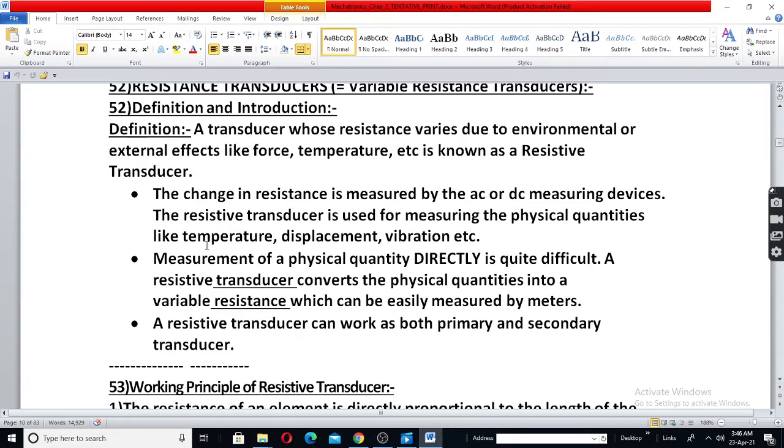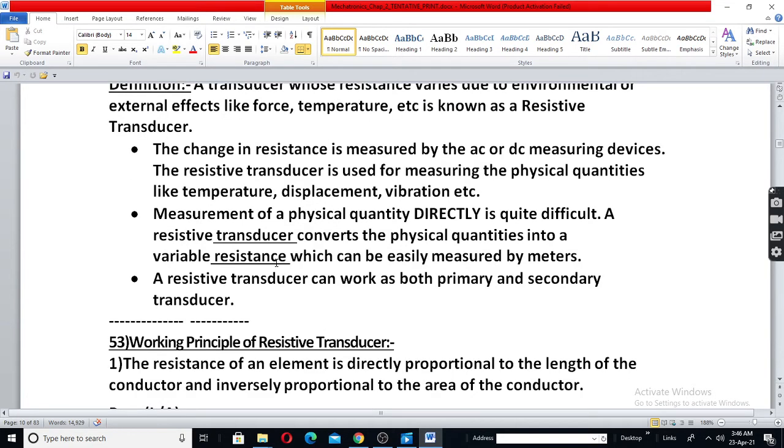Now, it can be used to measure temperature, displacement, vibration, force, etc. Usually a resistive transducer can work as both primary and secondary transducer.